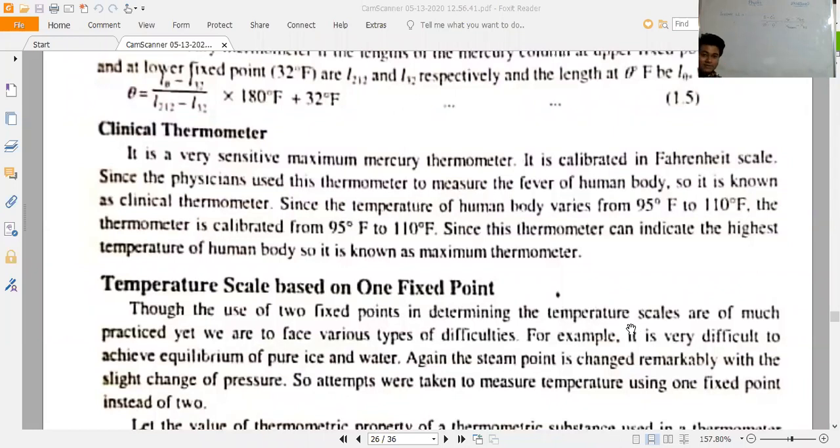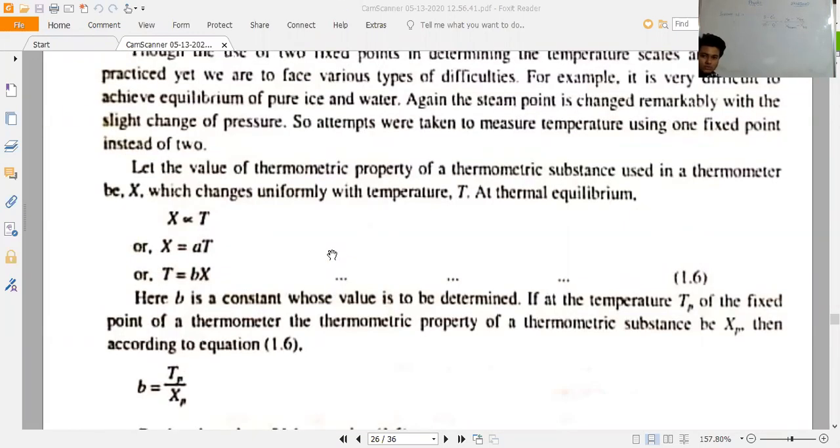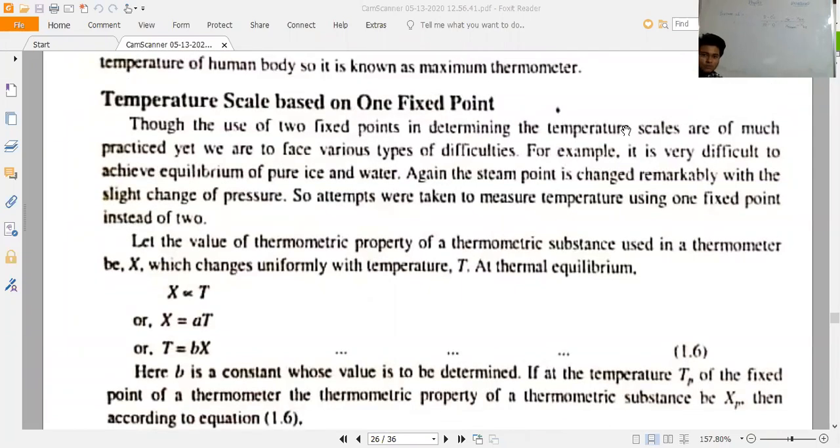Then, temperature scale based on one fixed point. Let us go through it, even though these are not that important, but let us take a look. Though the use of two fixed points in determining the temperature scale is much practiced. Whenever we are converting the temperature, we use the lower fixed point and the upper fixed point, right? This is the most practiced process. Yet we have to face various types of difficulties.